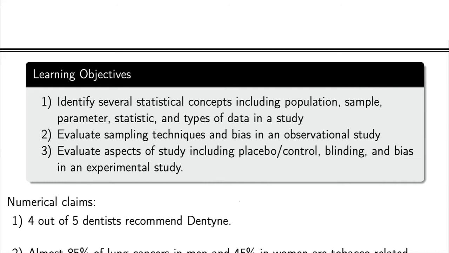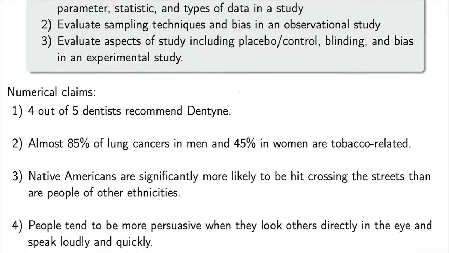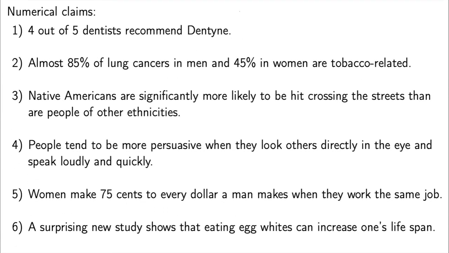So statistics is all about being able to make numerical claims about groups of people or objects or places. And so here are just some examples of numerical claims. 4 out of 5 dentists recommend Dentyne. Almost 85% of lung cancers in men and 45% in women are tobacco related. Native Americans are significantly more likely to be hit crossing the streets than are people of other ethnicities. Notice that in this one there's no number; it just says more likely, and we're talking about something being likely to happen or the chances of something happening. Those are probabilities, which are numbers.